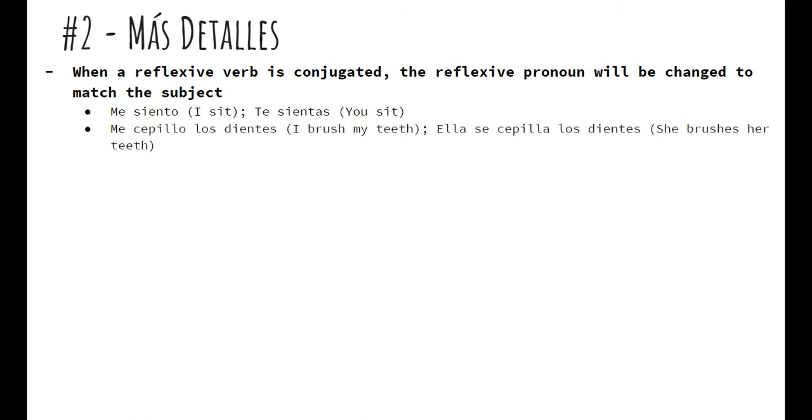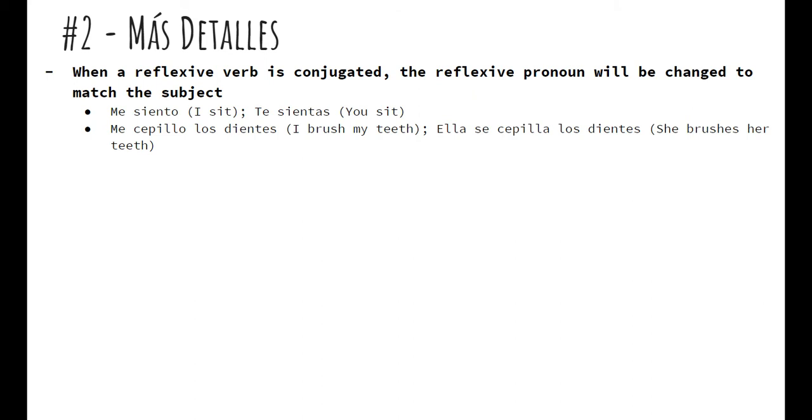Or another couple of examples with cepillarse. You have me cepillo, or yo me cepillo. Cepillarse, you ignore the little se at the end, cepillar, conjugate it to match your subject, in this case, yo. So, yo me cepillo los dientes, I brush my teeth, or ella se cepilla los dientes. There you have the se as your reflexive pronoun matched with ella. And then you have cepilla there matched also with our subject and conjugated with our subject ella.